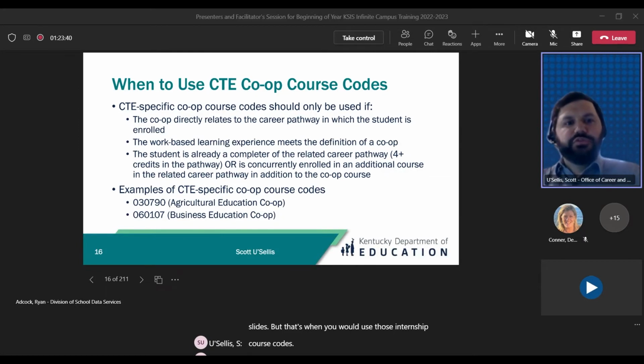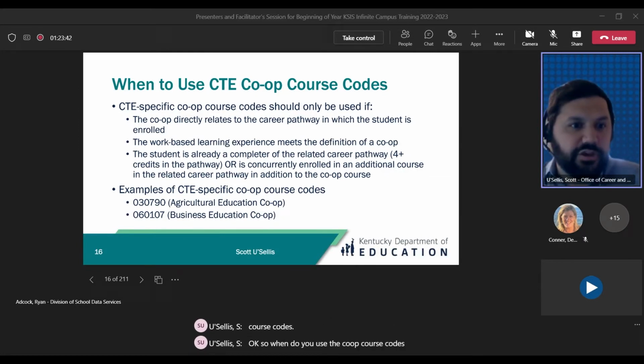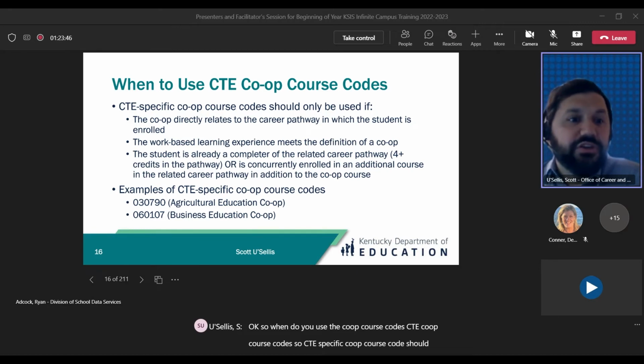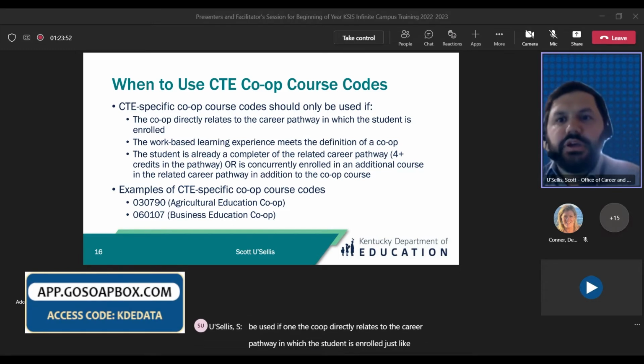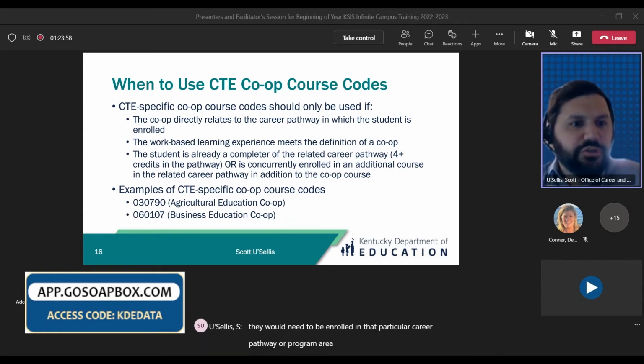Okay, so when to use the co-op course codes, CTE co-op course codes. So CTE specific co-op course code should only be used if 1, the co-op directly relates to the career pathway in which the student is enrolled, just like internship. They would need to be enrolled in that particular career pathway or program area. Number 2, the work-based learning experience meets the definition of a co-op.